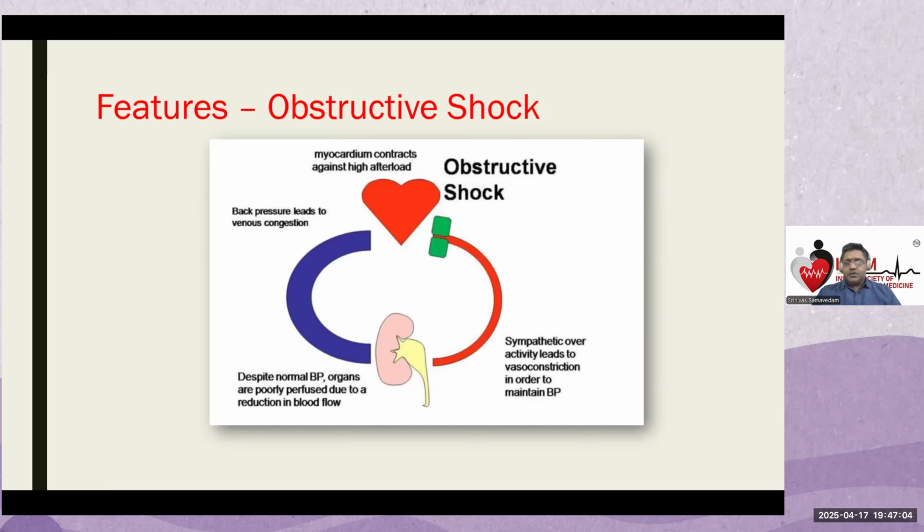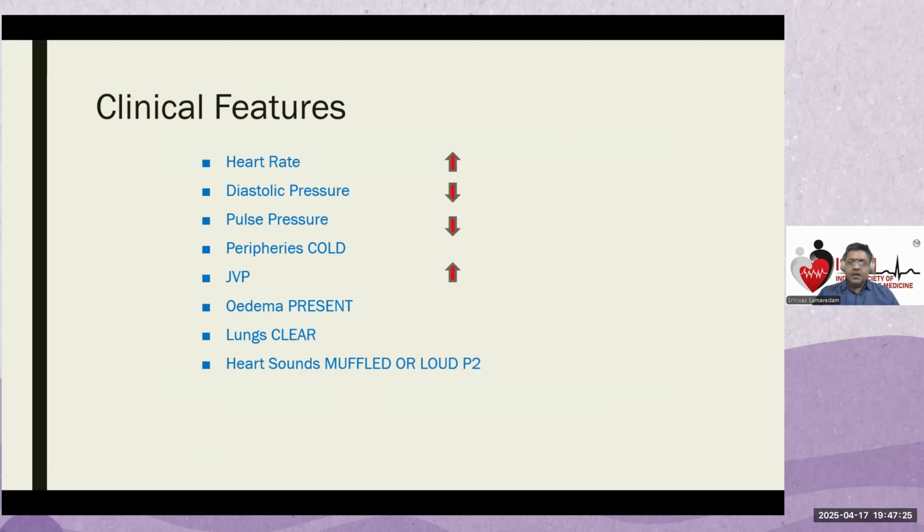Then you look at obstructive shock, where the myocardium, either of the right side or of the left side, is contracting against a high afterload. This also results in sympathetic overactivity and there is venous congestion. So you could have aortic stenosis, pericardial tamponade, pulmonary thromboembolism, or tension pneumothorax. In this condition, you will have a high heart rate and an equalization of the pressures. The diastolic pressure and the jugular venous pressure will all be equalized in patients with cardiac tamponade. The pulse pressure is narrow and the diastolic blood pressure is variable.